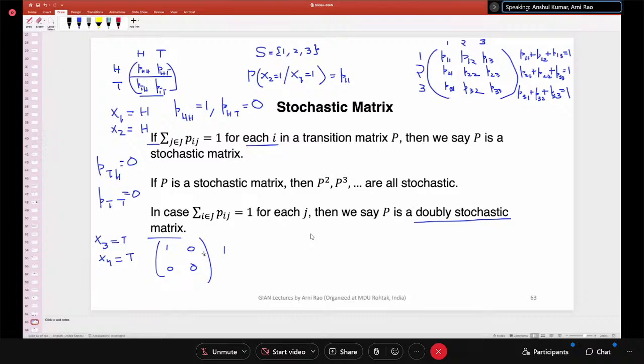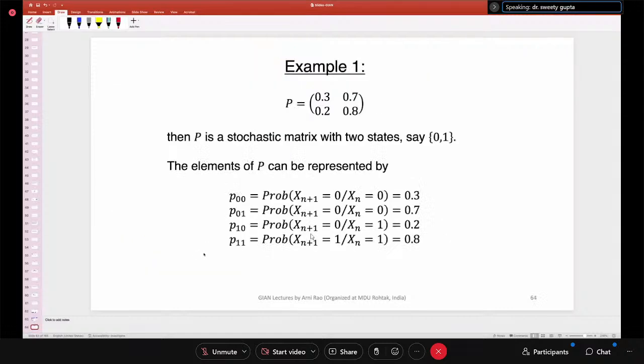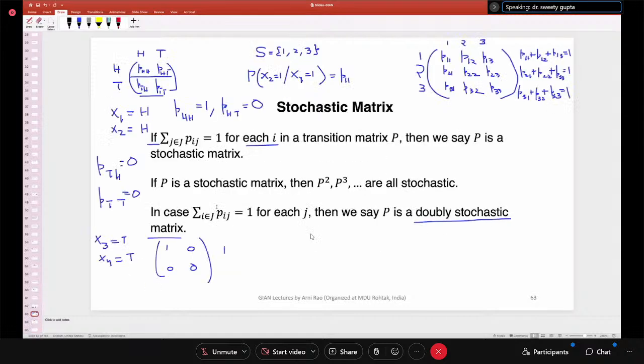Yes, please ask. In your second row, in the example you just explained, the sum of the row is not equal to 1. Yes. Why? If the sum of a row is not equal to 1, it is not a stochastic matrix. Okay, sir. Every row sum is equal to 1.